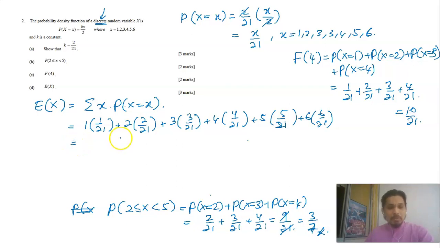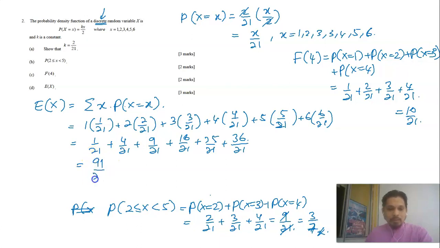Okay. So, 1 by 1, 1 over 21, 4 over 21, 9 over 21, 16 over 21, 25 over 21, and 36 over 21, equals 91 over 21, or to two decimal places, 4.33. There you go. Okay, next question.